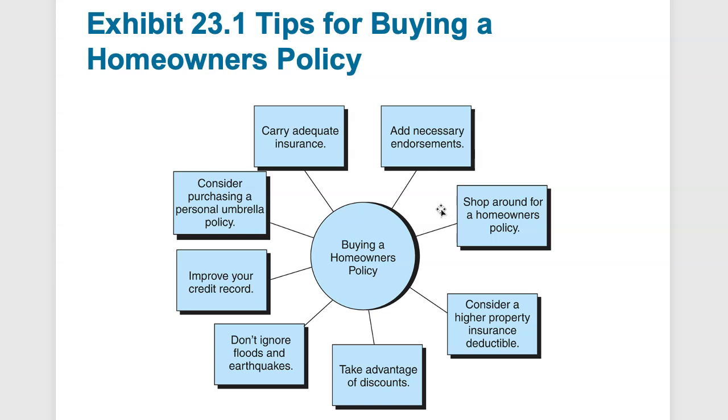Okay, so consider a higher property insurance deductible. If you want to have a lower rate, instead of taking the $500 deductible, which is pretty standard, I usually go with a $1,000 deductible. Because if there's going to be some damage to my home that's $1,000 or less, I'm not going to apply for insurance coverage anyway, because it's not worth the additional cost to my future premiums by filing claims on my homeowner's insurance policy.